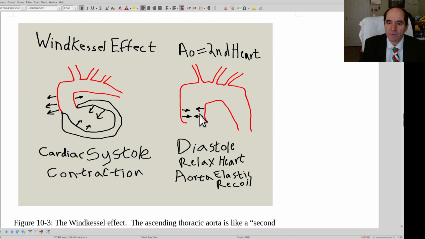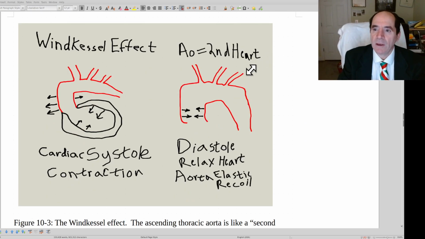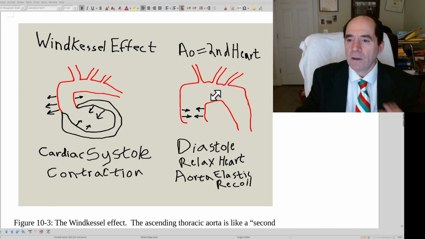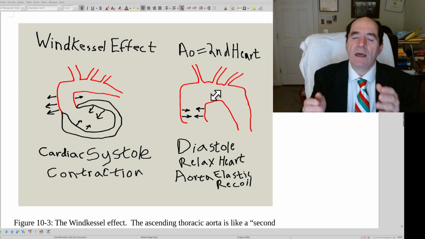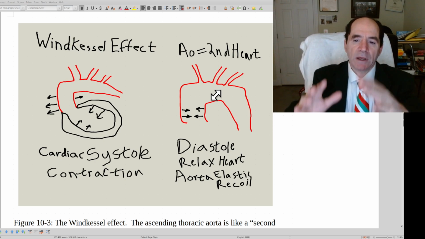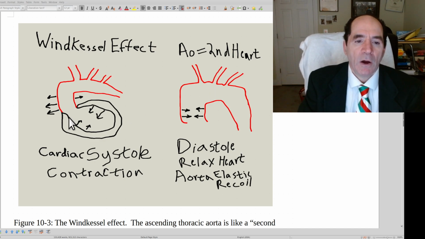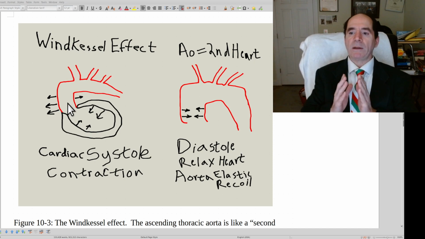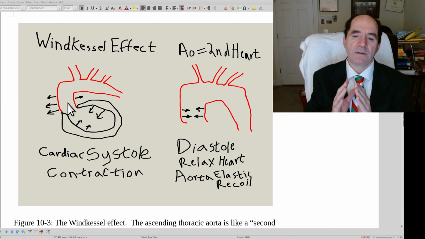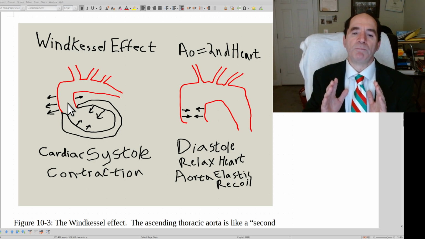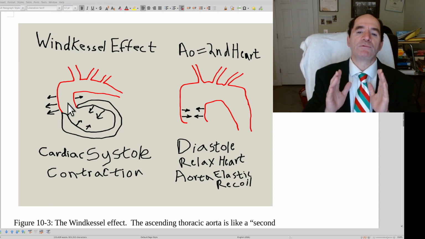Okay, here's the concept of a Windkessel effect. A Windkessel is like the thing you use, like an accordion it almost looks like, a little bit triangular, to puff air onto the embers of a fire to help restart the fire, the kindling. Okay, so what that means is the ascending thoracic aorta is a second heart. When your heart pumps blood, it pumps it into the ascending thoracic aorta. The pressure of that contraction from the left ventricle, systole means contraction in Greek, diastole means relaxation in Greek, causes the ascending aorta to bulge outward when that blood comes rushing in.